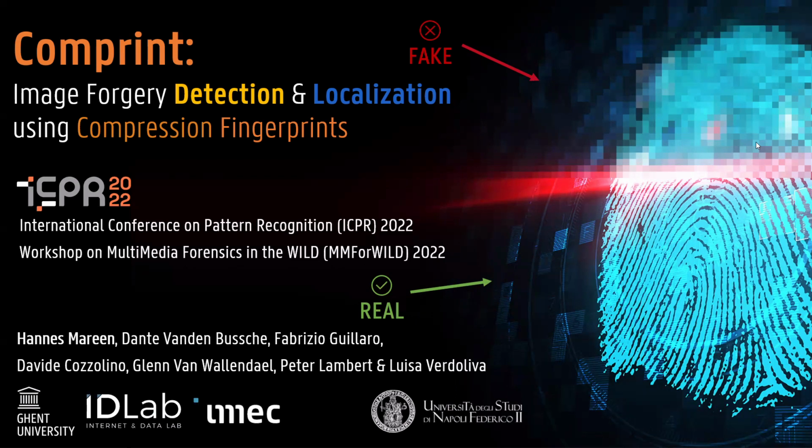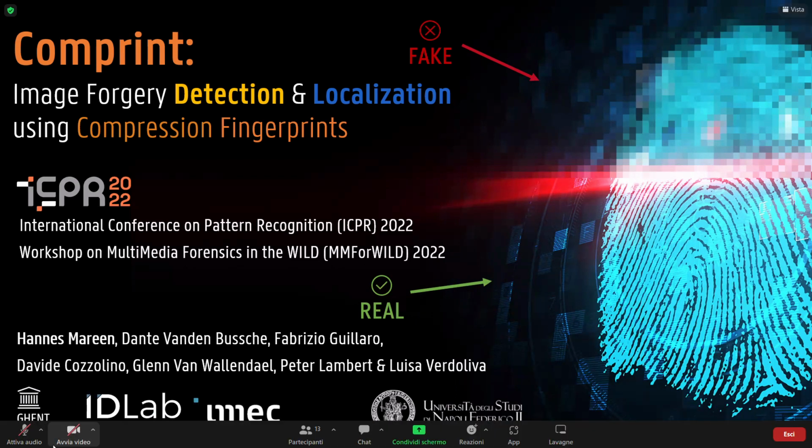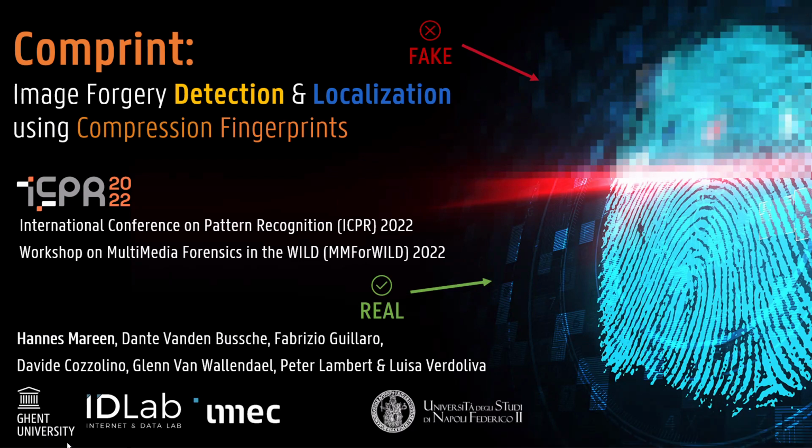with the University of Naples, Federico II. So I'm happy to present to you Comprint, which is an image forgery detection and localization method, so to see if parts of an image are real or fake.